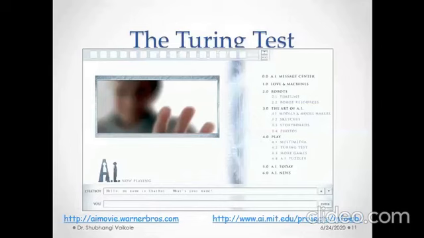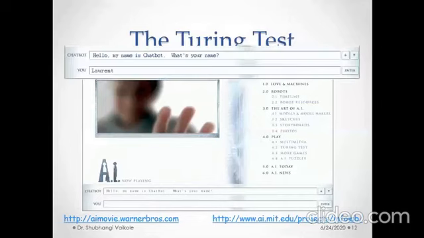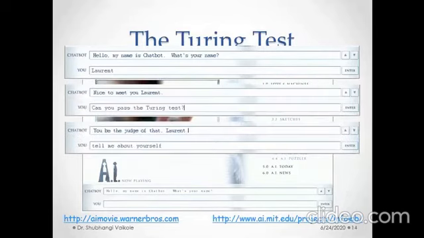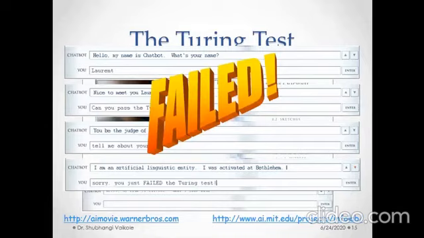So here we can see the example of a Turing test. Here we ask the questions and the machine answers. If we are able to tell that the answer comes from a machine, then it has failed. If we are not able to tell whether the response comes from a person or not, then the Turing test is said to be passed.